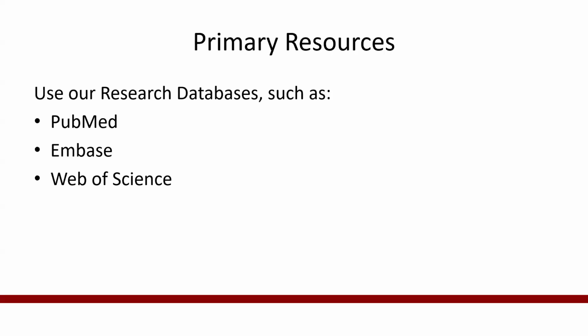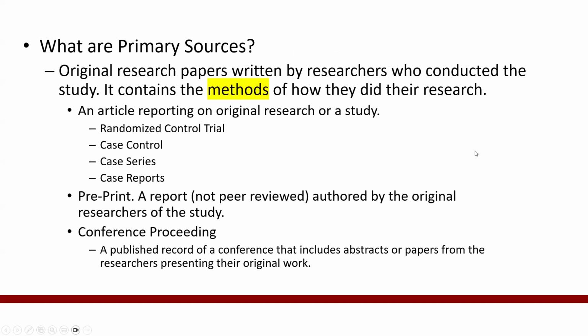Okay, you want to use our databases, such as PubMed, Embase, Web of Science, perhaps Google Scholar. This is what you use to find those primary sources for your literature review or your thesis. You'd be surprised. Some people get a little confused as to what primary sources are, or how do I determine if something is a primary source?